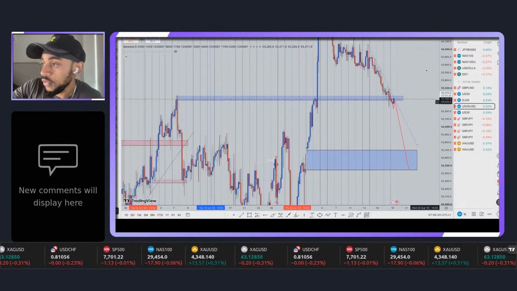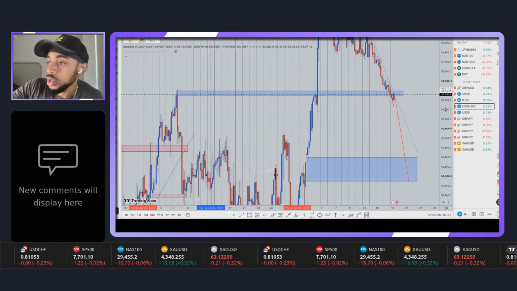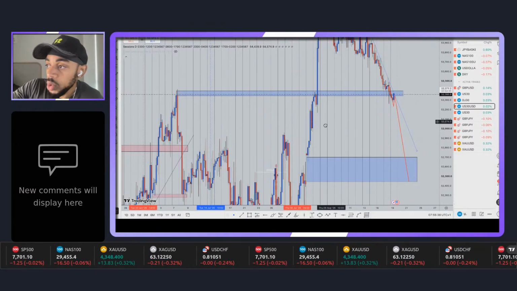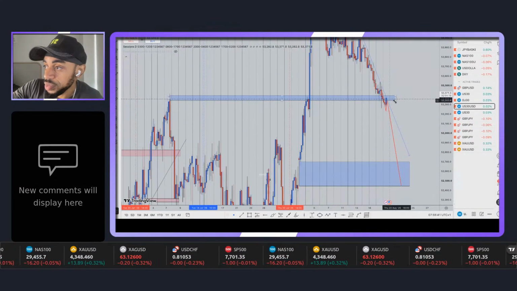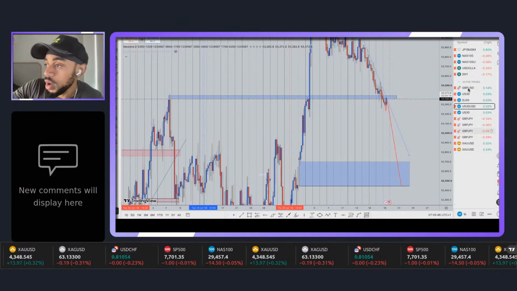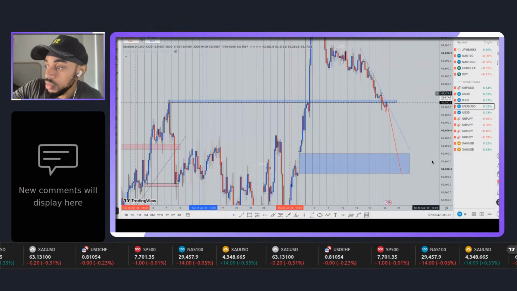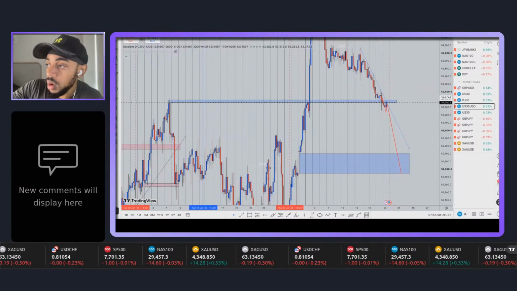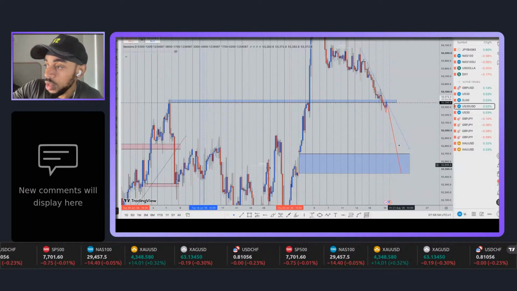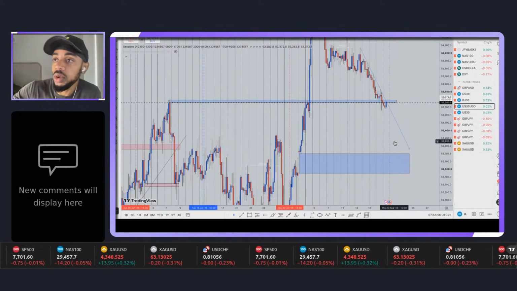Starting off with US 30. It's on a retrace right now, right? Basically what we were anticipating yesterday. We are in a beautiful downtrend, as you can see. So what I think is going to happen with US 30, very, very simple. I think price is going to retrace, continue to sell off towards the downside, making lower lows and lower highs.